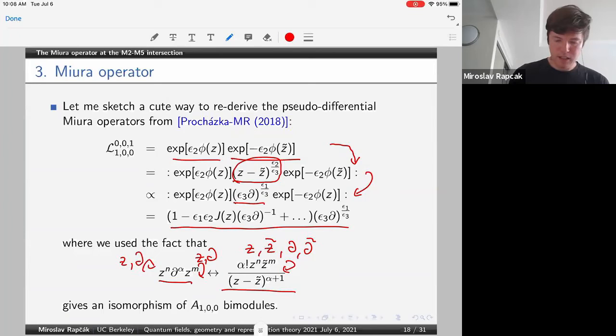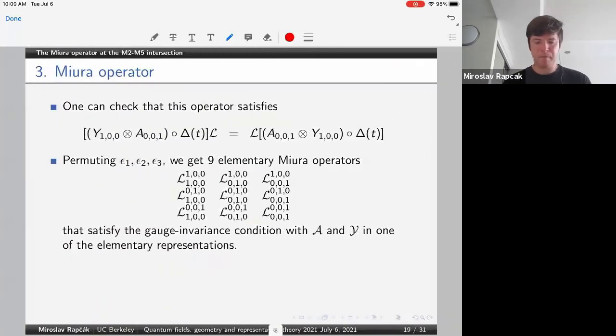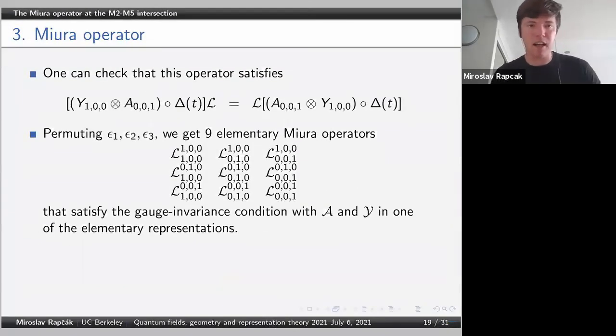You can see that this is a pseudo-differential operator containing infinitely many terms, with the coefficients being operators of the vertex operator algebra. And one can again sit down and check that this operator satisfies the correctly specialized gauge invariance consistency condition.